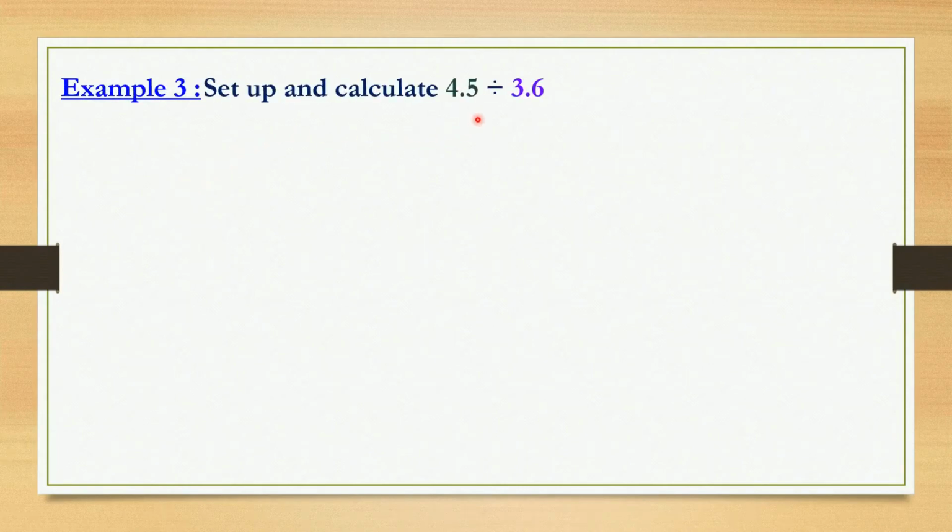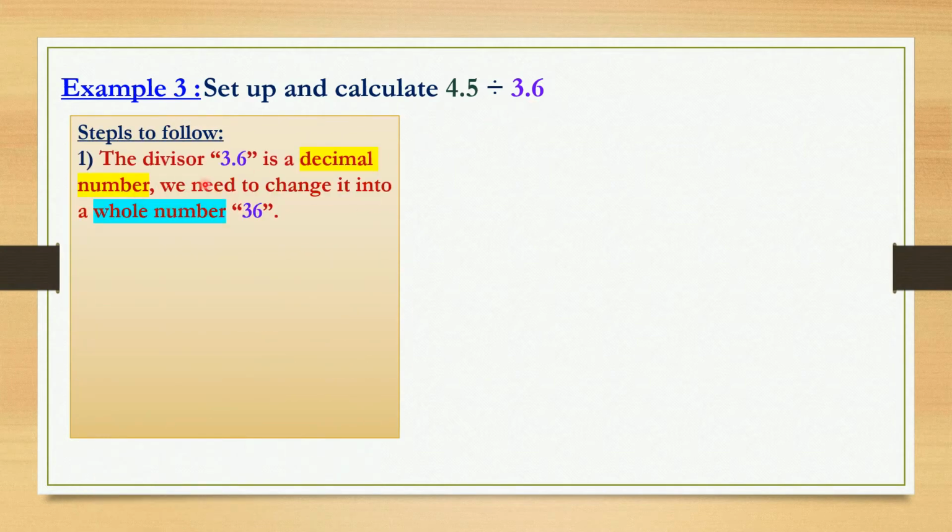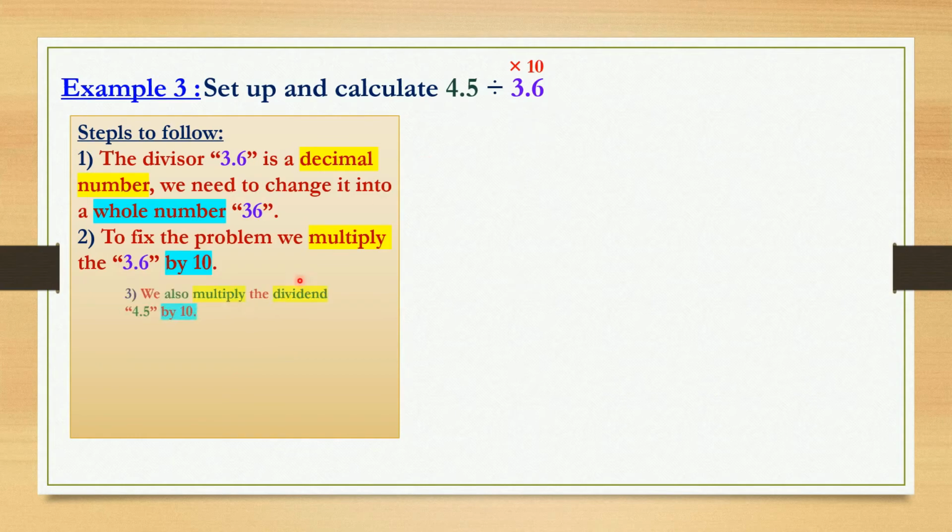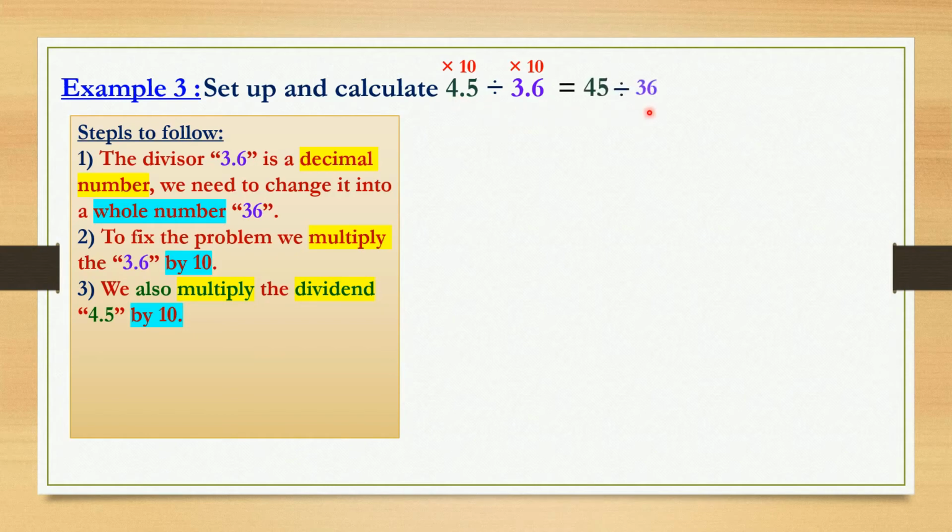Set up and calculate 4.5 divided by 3.6. Here we have both a dividend and divisor decimal numbers. But here what I care about is to make the divisor a whole number. So step 1, the divisor 3.6 is decimal number. We need to change it into a whole number 36. So we fix it by multiplying 3.6 by 10. And we do the same for the dividend 4.5. We also multiply it by 10. We obtain 45 divided by 36.